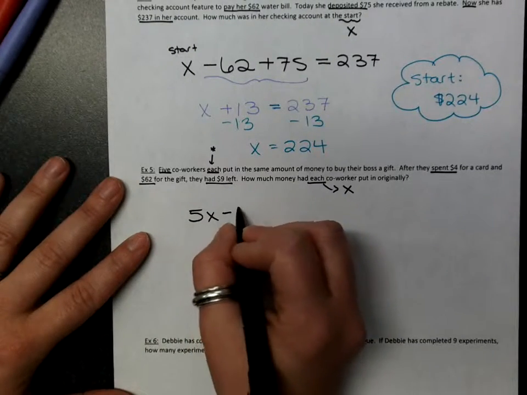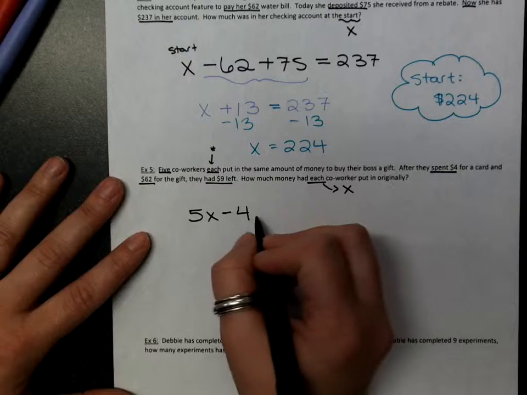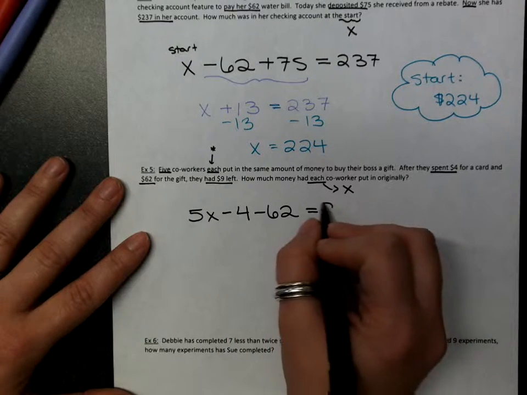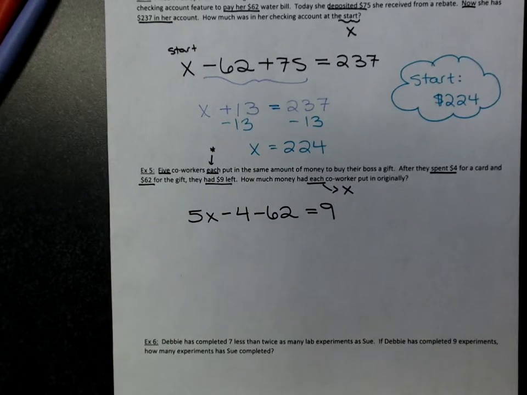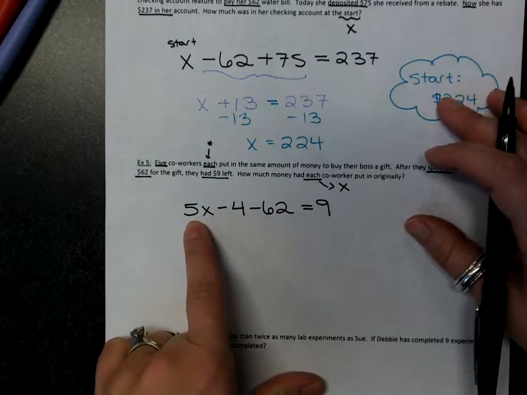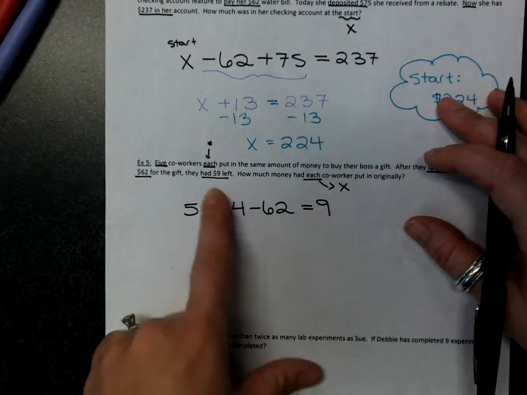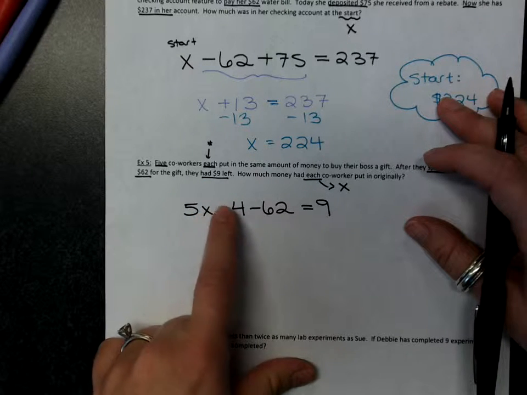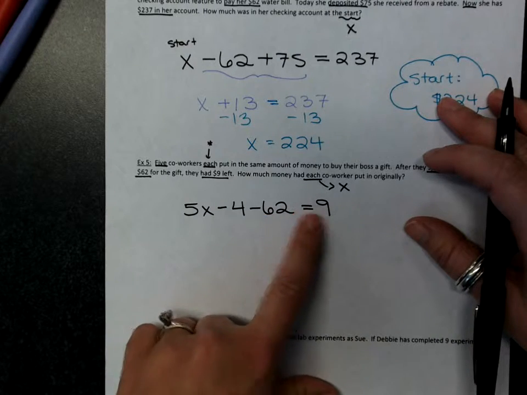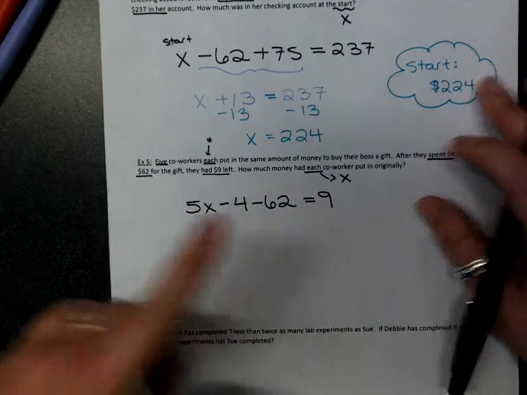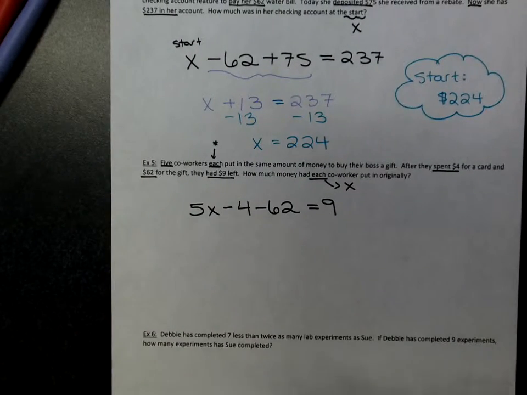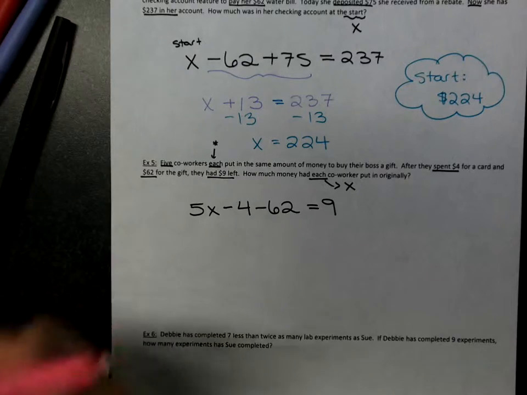Then they spent $4 and they spent $62. Now they have $9 left. So each person put in some money, times 5, because there was 5 coworkers. That's the total amount of money they had to start with. Then they spent $4, they spent $62, and now they have $9 left. So again, this is the algebraic equation that you can use to solve and answer the question.